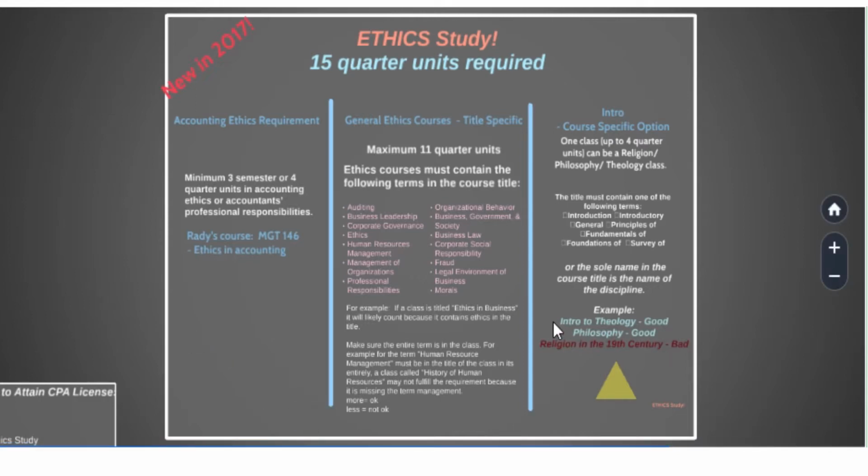Now, if for whatever reason you're struggling with this section right here, they do give you the option to take one class as an intro class. And this class has to be a very specific class in a very specific subject. So it's asking you for an intro to religion, intro to philosophy, and intro to theology. And what the requirements tell you is that in order for it to count, it needs to be intro to one of those 3 subjects, or that the sole name needs to be the name of the discipline, meaning religion, philosophy 101, etc.